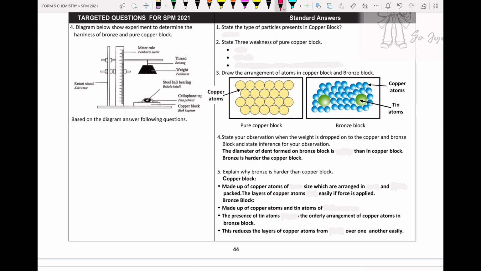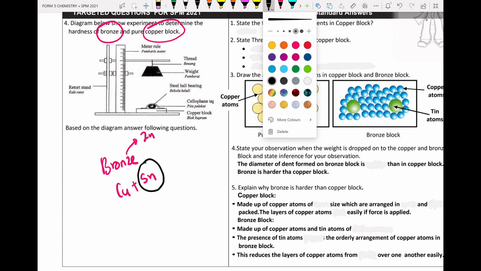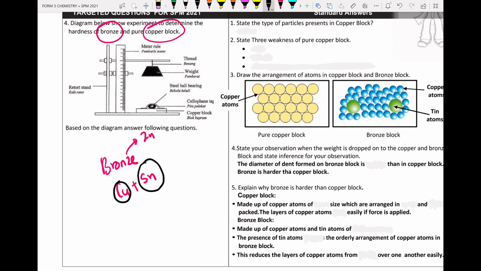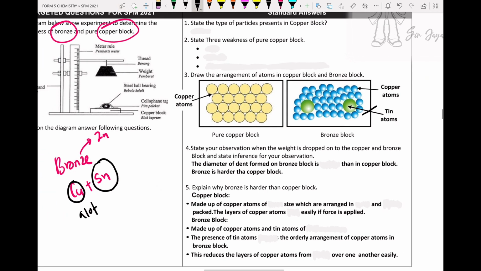This experiment is very important to determine the hardness of pure copper metal and also bronze. All right, bronze is an alloy. Please remember bronze is copper; once we have Zn here, please remember to put Sn. All right, the size of the atom, this is bigger and this is smaller. Okay, smaller atom. So how to draw for bronze block is here. All right, for pure copper block is here.